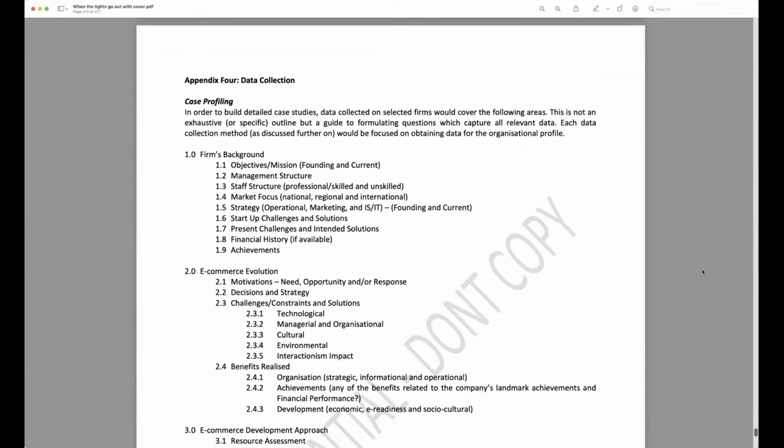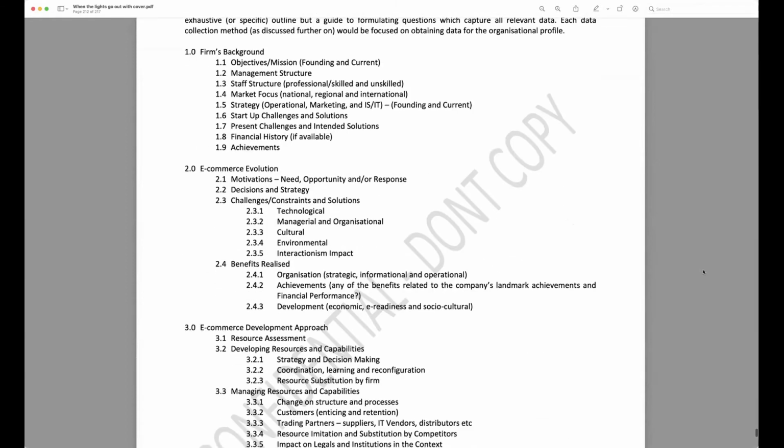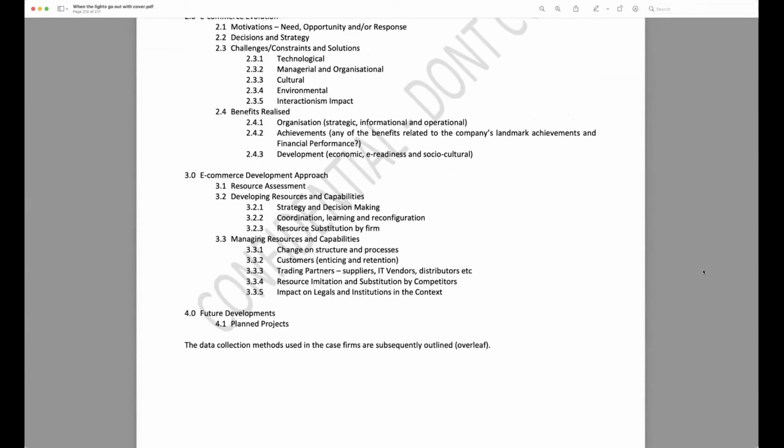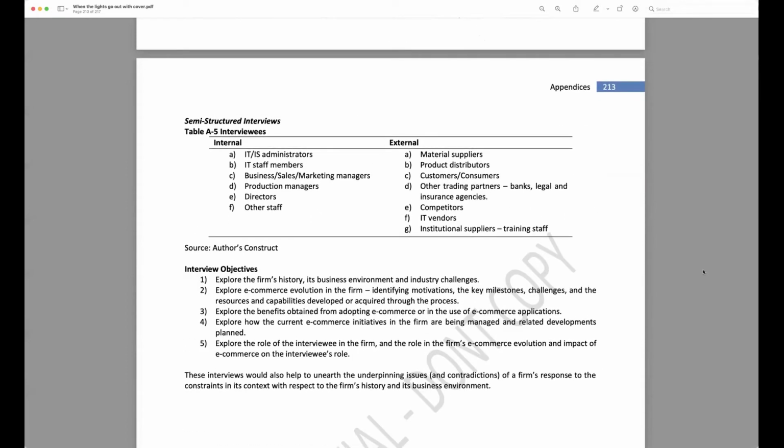Okay, so appendix 4, case profiling. In order to build detailed case study, data collected on selected fields will cover the following areas. So this was part of what I did. Somebody said this is part of your protocol, but this is what you took to the field, but this is what you collected. So collected questions, data on these fields. Then this is my interview structure. Remember, I taught you something on how to be able to identify different types of respondents and categorize them. This internal and external. Those are internal to the company, external to the phenomenon, internal to the phenomenon, external to the phenomenon. And what questions was I asking?